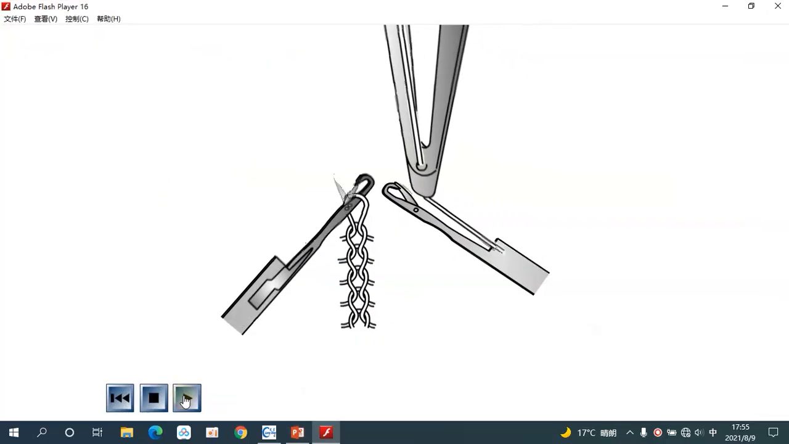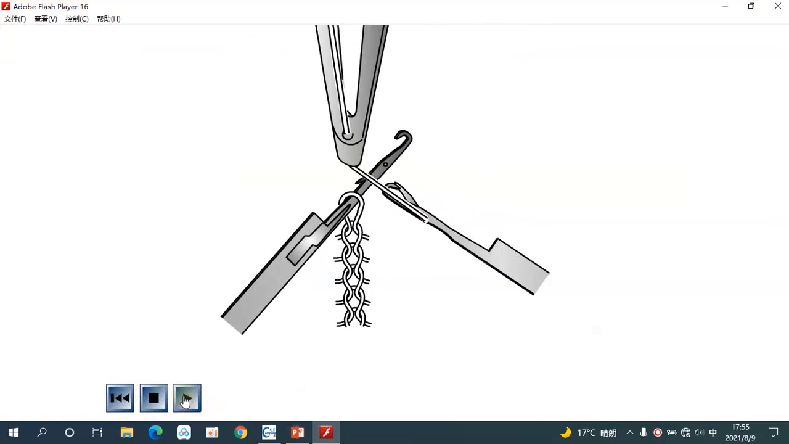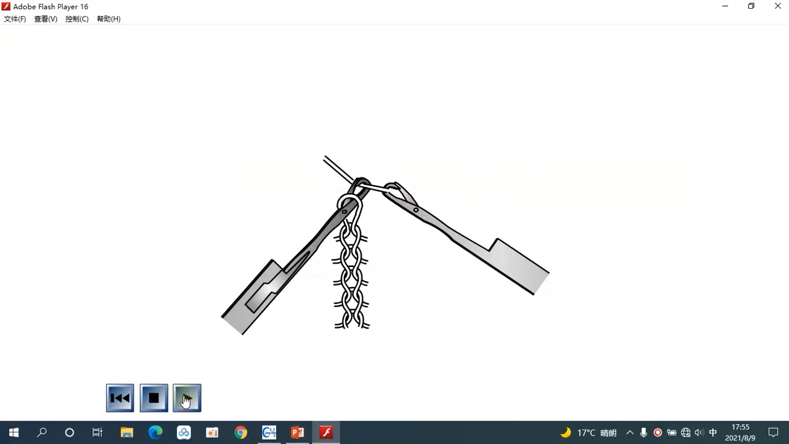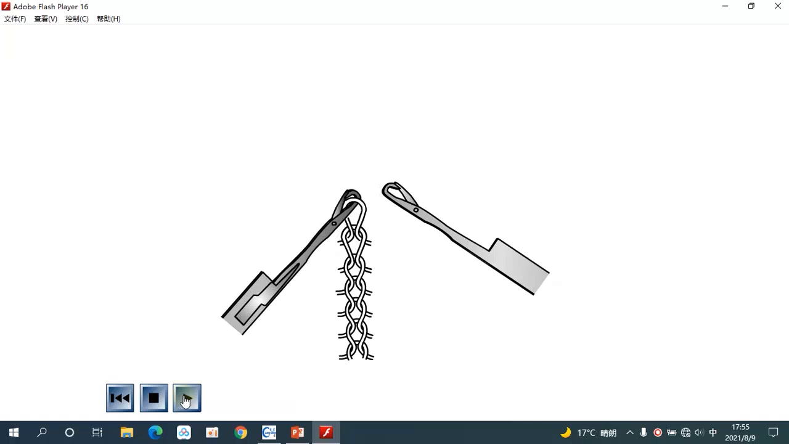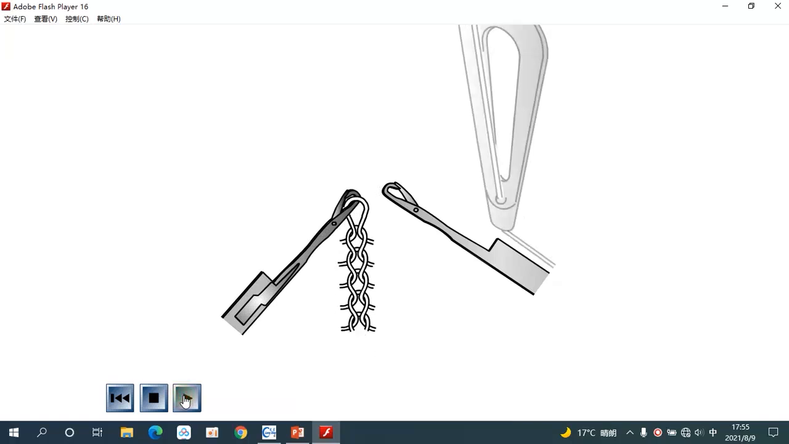Needle rise. The latch of the old loop is opened, the knitting needle falls, and the latch of the old loop is closed. The old loop falls off and a new loop is formed. See again.